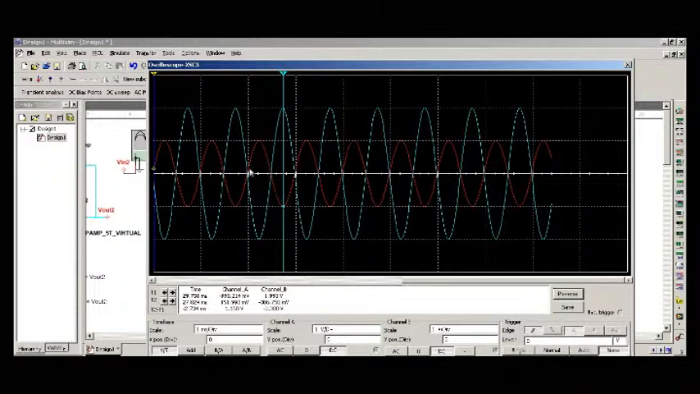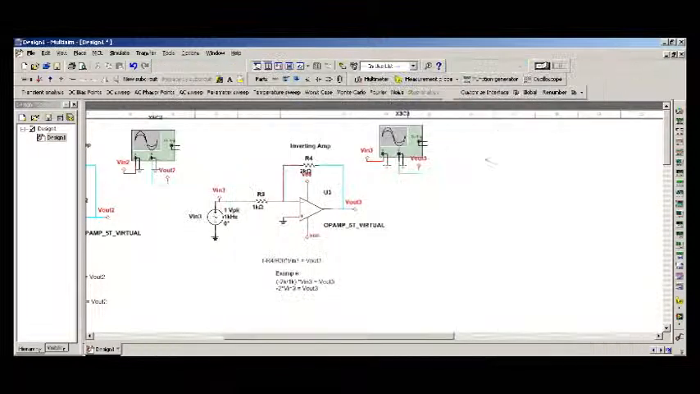You can see that V out is a scaled up version of Vn, but it's inverted, and it's scaled up by 2 in this example, based upon the values that we chose for our R4 and R3 resistors here. So that will do it for our simulation part of this video.